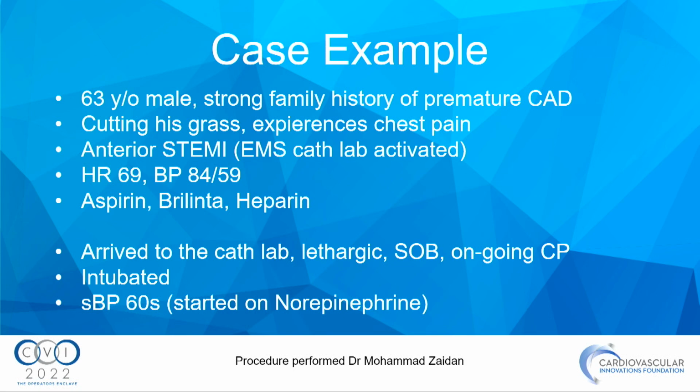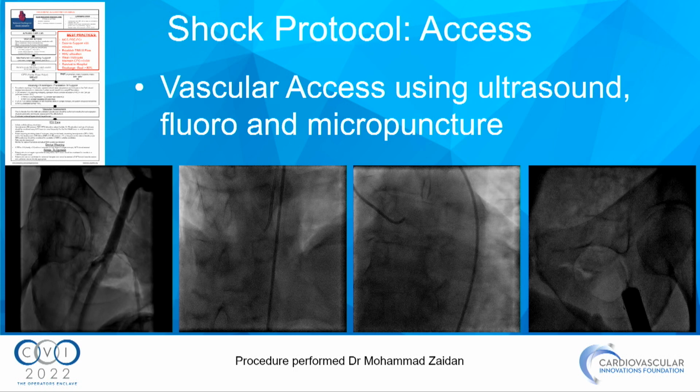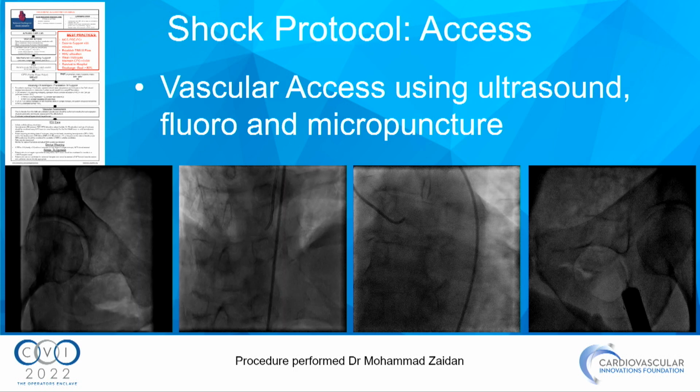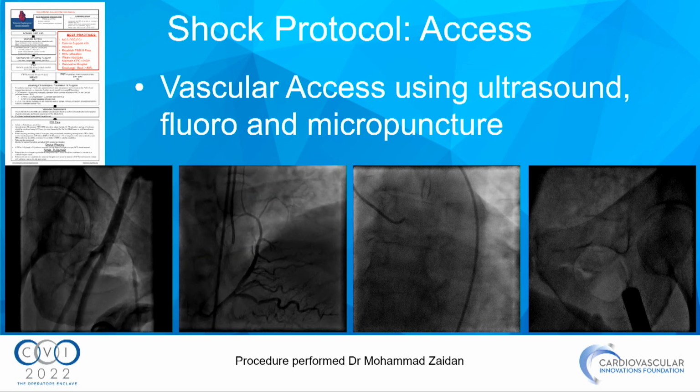So this is a 63-year-old with a family history of CAD, who was cutting his grass and had an anterior STEMI. He was hypotensive in the emergency room, came to the cath lab lethargic, short of breath, with ongoing chest pain, gets quickly intubated, has worsening hypotension, and is started on norepinephrine. He comes to the cath lab clear-cut in STEMI and cardiogenic shock, so we know the likelihood of using hemodynamic support is going to be significantly high.